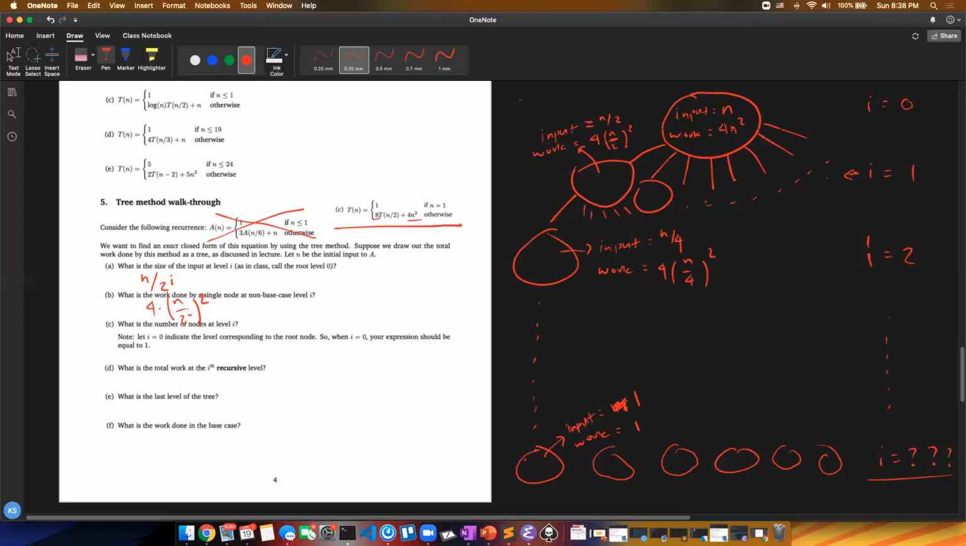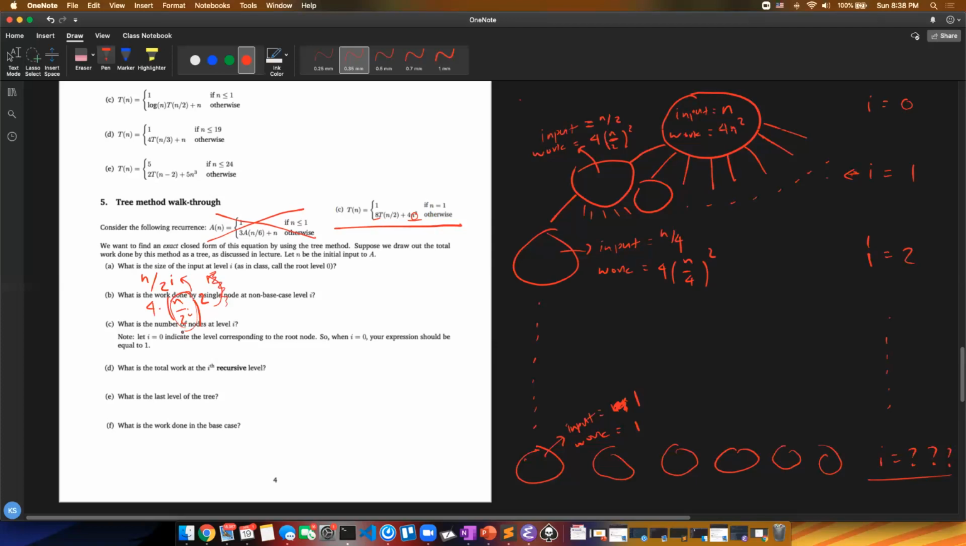And when i is equal to 1, if we plug in i equal to 1 here, it's 4 times n over 2 squared, and it's right here. And so forth, right? And so we can see that this n right here, in our work done at a non-base case, is directly related to this input size. Essentially, this thing right here is directly related to this input size.